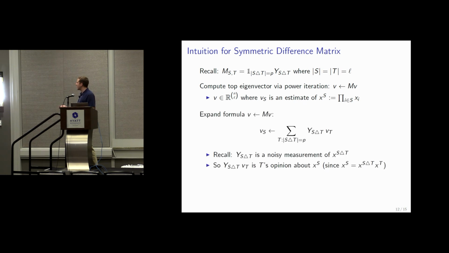And if we just expand the formula for what power iteration does, it will turn out to basically look like a message passing algorithm among sets of size L. So what do I mean by message passing? Well, here this v sub S is being updated to the sum of a bunch of things coming from these other sets T. So these I'm going to think of as incoming messages. And what each message basically represents is T's opinion about the parity of S. And the reason you can see this is because this first term is like a noisy measurement of this parity, and the second term from our previous iteration is an estimate of this parity. So when you multiply those together, you're saying something about the parity of S.